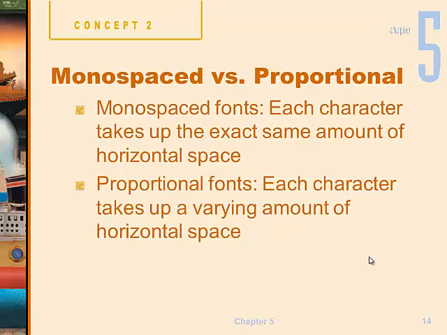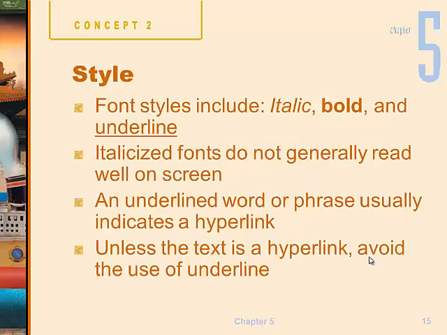Alright, monospace fonts, where each character takes up the exact same amount of horizontal space. And then proportional fonts, where each character takes up a varying amount of horizontal space based on the size of the character. Font styles include italic, bold, and underline. Italicized fonts do not generally read well on a computer screen. An underlined word or phrase usually indicates a hyperlink, and unless the text is a hyperlink, avoid using underlining at all.